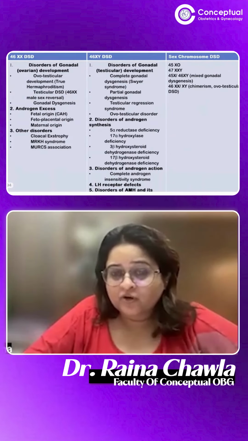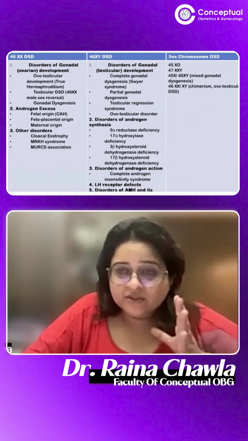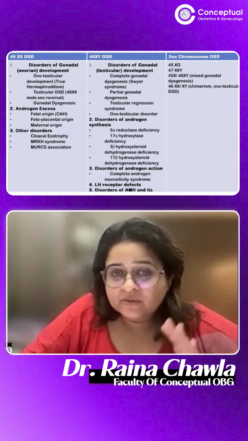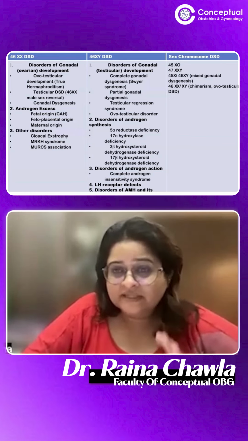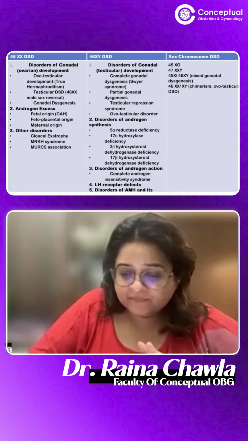Now we follow a more complex classification. Don't get scared seeing this classification. It's actually quite simple to understand. How has the classification been made? Look at the top. It's based on the genetic sex. So you have 46XX.